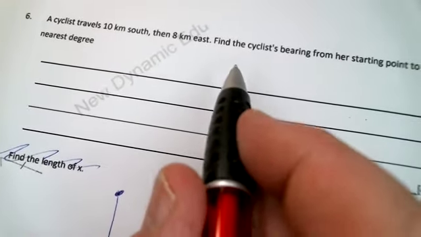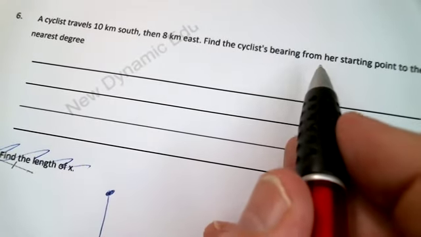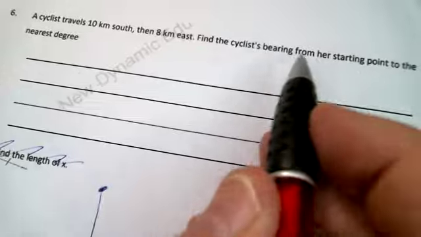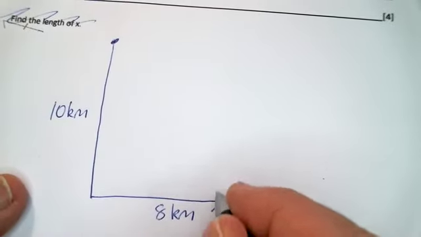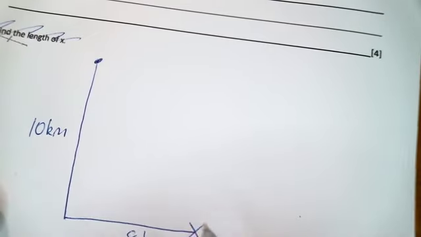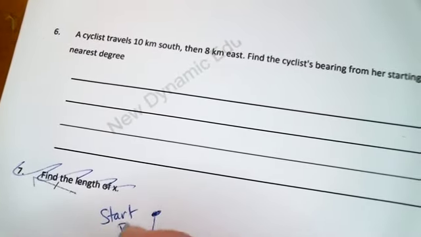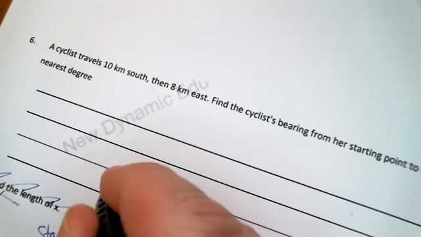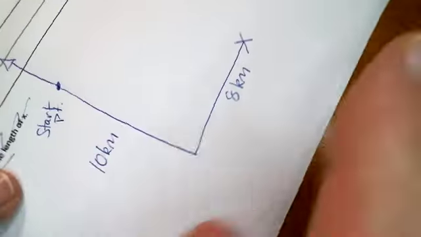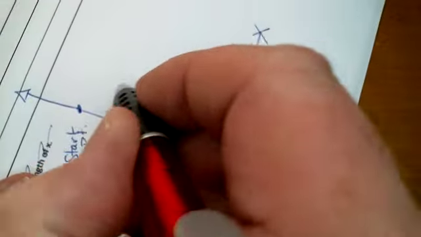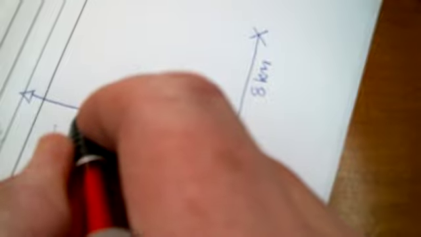And then it says, find the cyclist's bearing from her starting point to the nearest degree. So the cyclist is now at this point here, and this is the start point over here. So I'll label that start point PT. And of course, north is straight up. There it is. I'm going to join these two up as best I can.